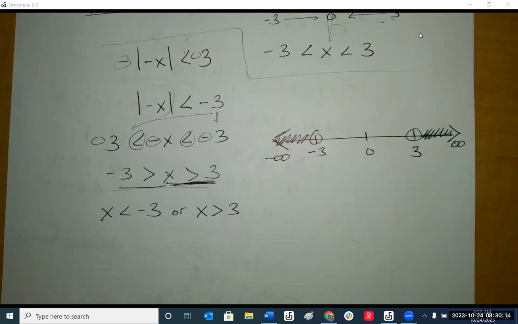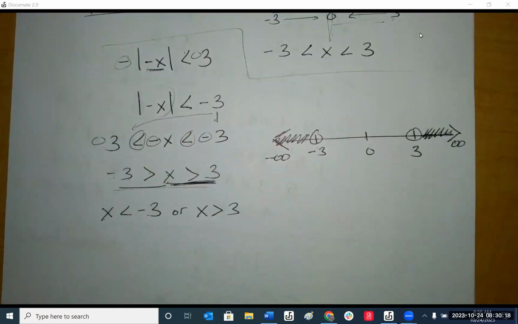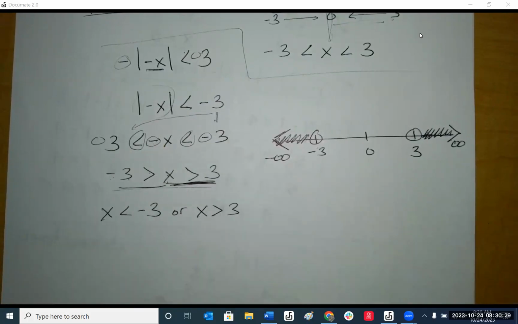Now, why did we change everything? Because inside the absolute value sign was a -x. And when we dropped the absolute value sign, we had a -x, so we had to change the sign of everything.